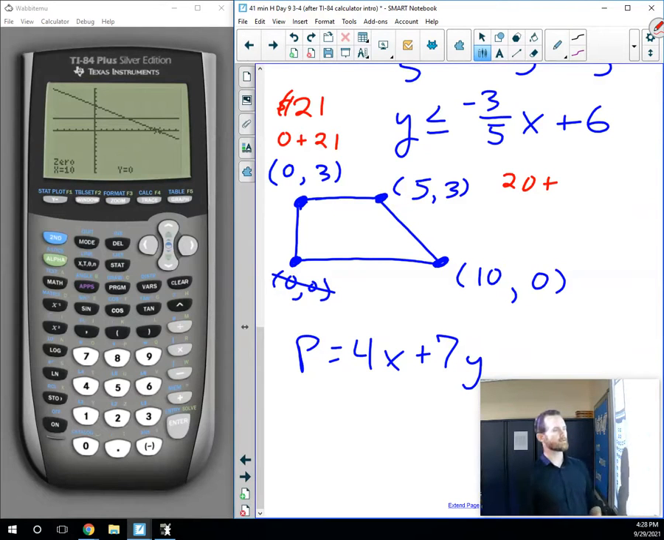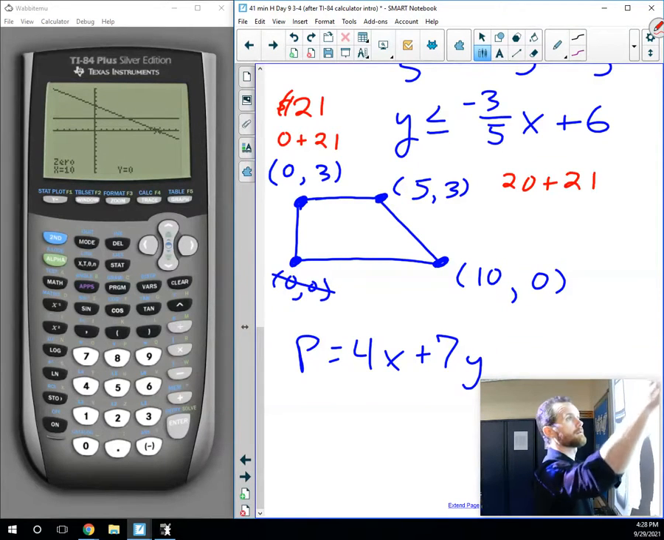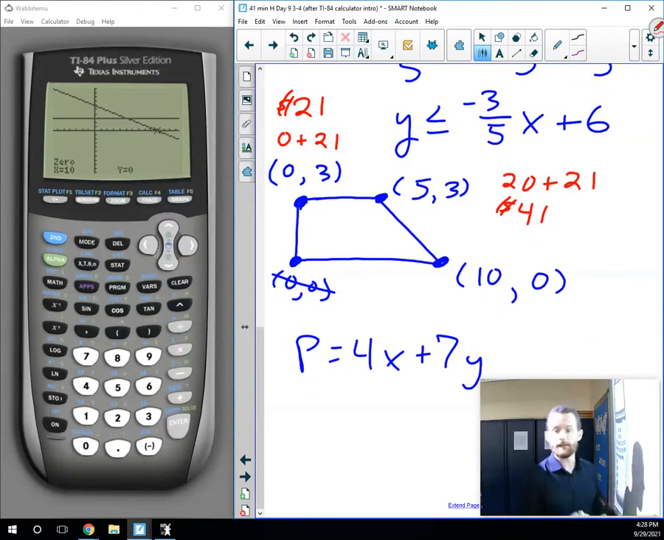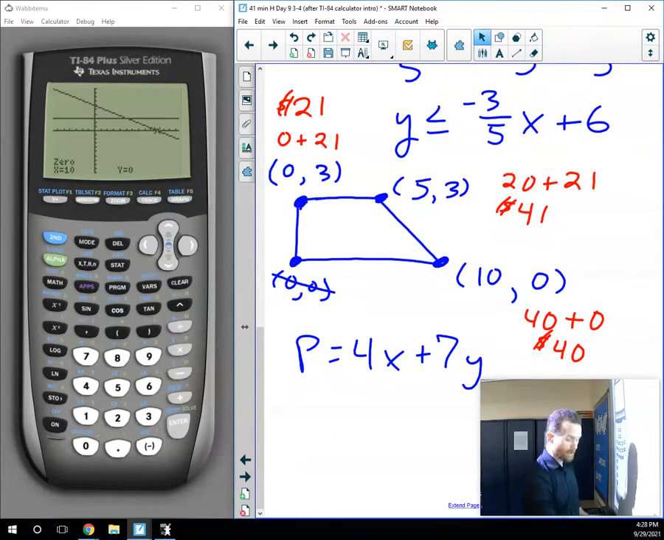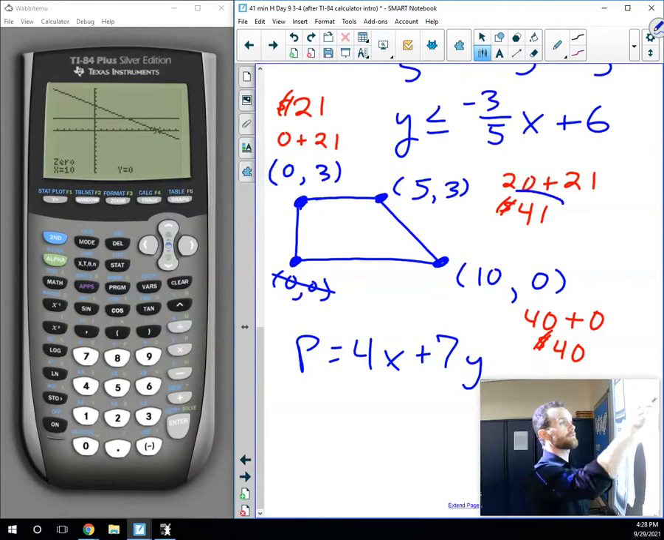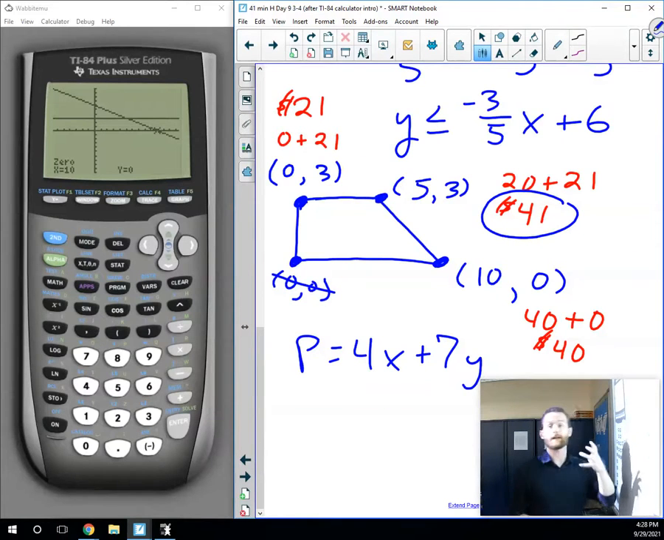Plus 3 times 7 is 21. That would be $41 profit. And then last but not least, 10 zeros. So that'd be 10 times x is 40, plus 7 times 0 is just 0. And we end up with $40, which means the most amount of money we can make is $41. That's our answer when we make 5 pumpkin breads and 3 Irish soda breads.